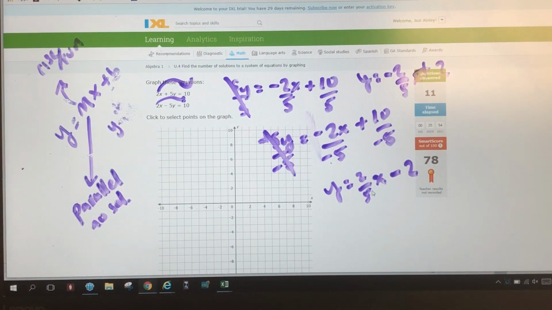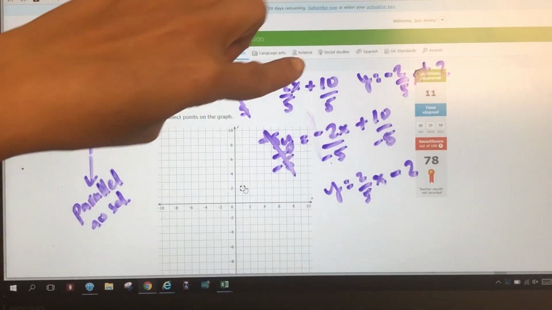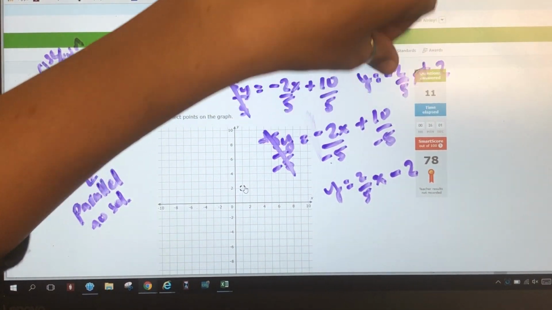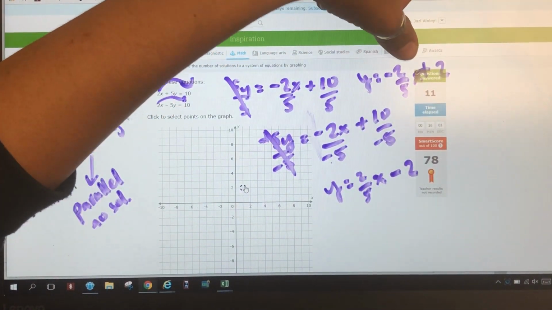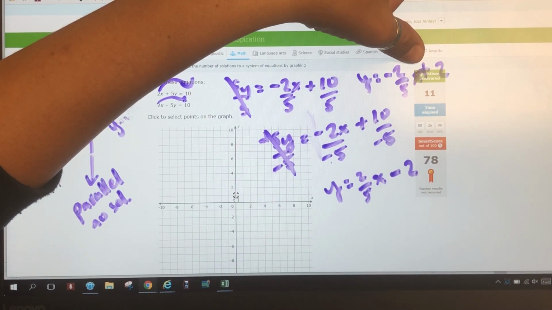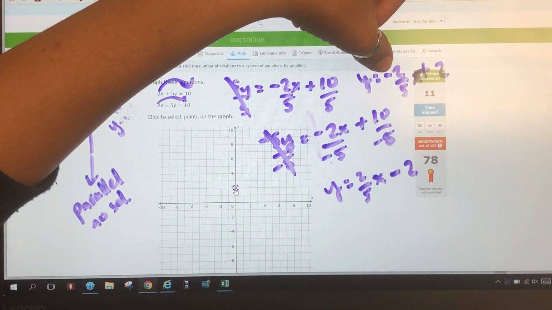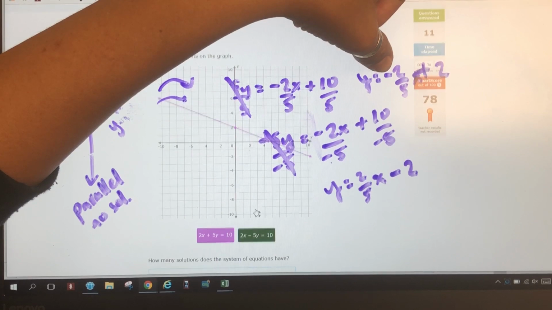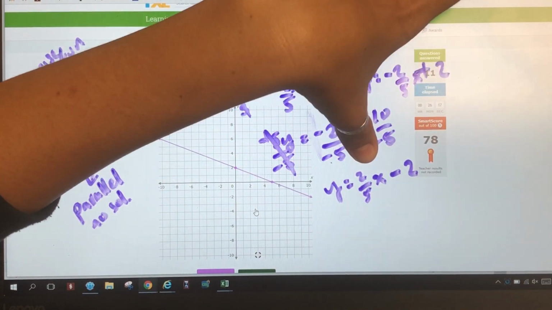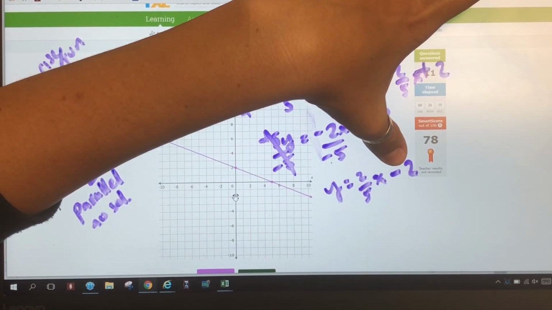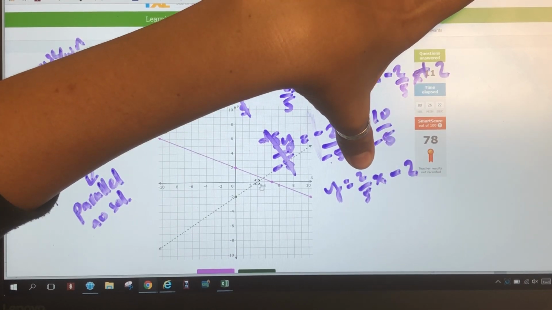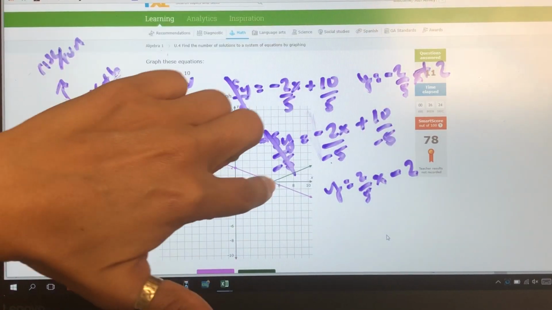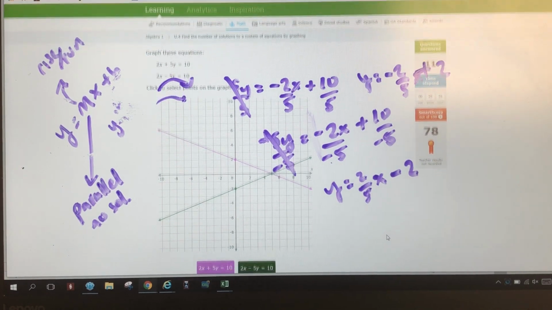So I can tell you that this is going to cross one time, but let me prove it to you. Since I already solved for y, I'm just going to graph it here. Here's my fraction, there's my y-intercept, so plus 2. So 2 is where it crosses, and then I'm going to go down 2, right 5. On my second line, it's going to start at negative 2, and I'm going to go up 2 to the right 5. And you can see it intercepts at one solution.